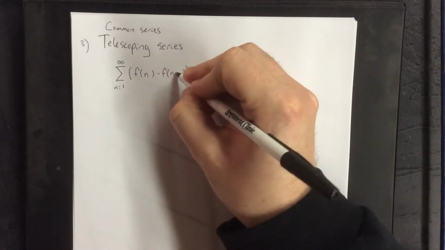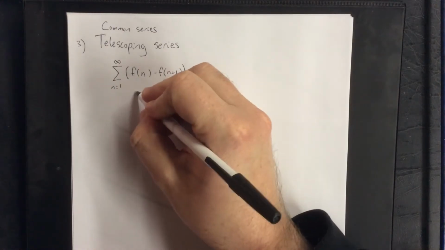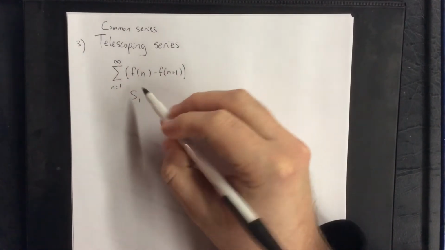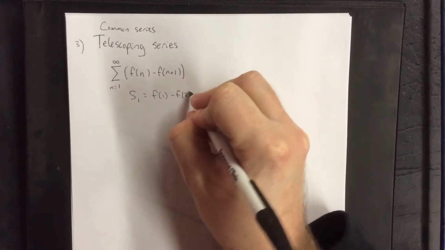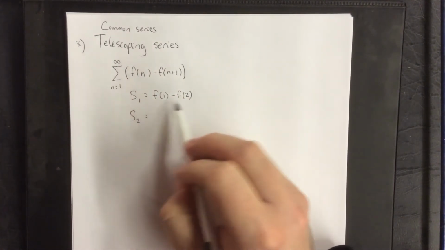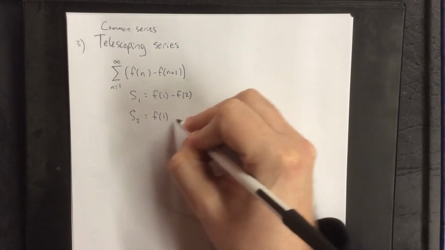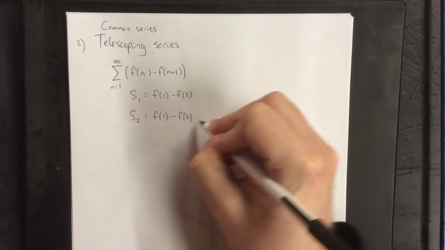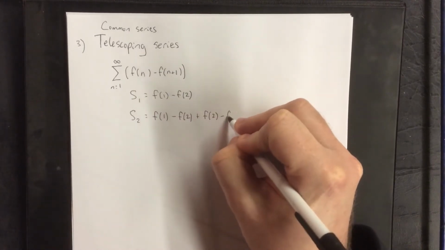So for example, if we had something of the form f of n minus f of n plus 1, what I'd like to do is just take a look at a couple of the partial sums that we could generate from this. So S1 would be f of 1 minus f of 2. To generate S2, we would be plugging in, taking the previous sum and then adding what we get when we plug in 2. So for n equals 1, we'd have f of 1 minus f of 2. And then plugging in n equals 2, this would be f of 2 minus f of 3.